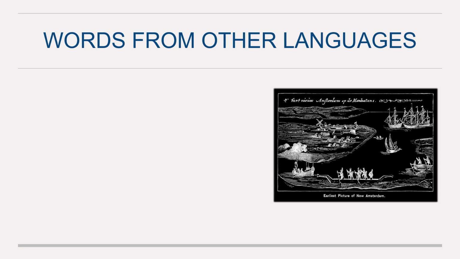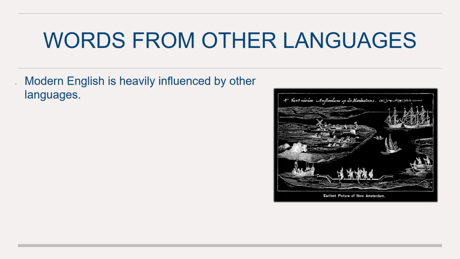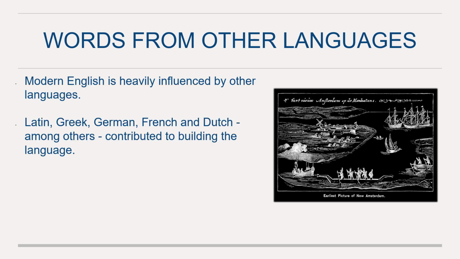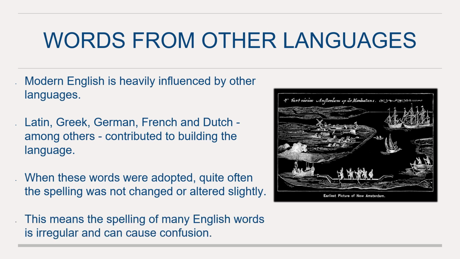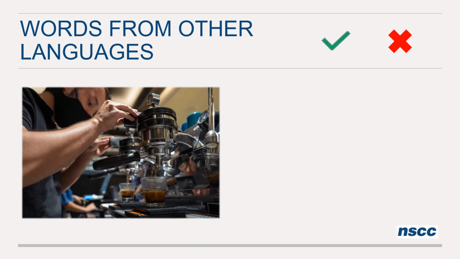Modern English is heavily influenced by other languages. Latin, Greek, German, French, and Dutch, among others, contributed to building the language. When these words were adopted, quite often, the spelling was changed or just altered slightly. This means the spelling of many English words is irregular and can cause confusion. Here are some examples of words that we take from other languages. I will say the right way and then the wrong way to say it.